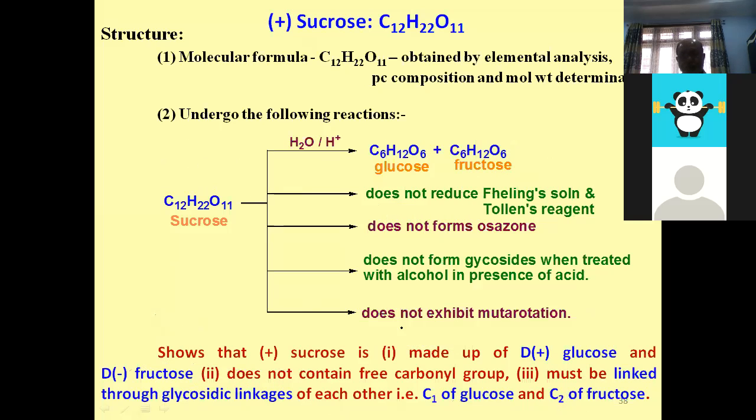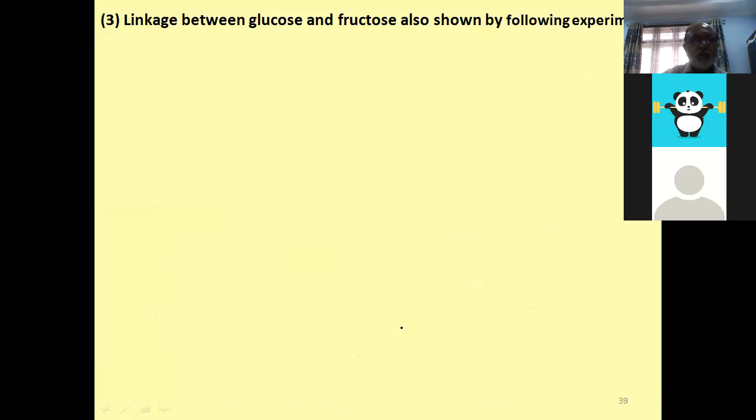Okay. So this is comparatively simple. So C1 of glucose is linked to C2 of fructose, but that is information we are getting indirectly, and we have to prove it also. How do we prove? The linkage between glucose and fructose is also shown by the following experiment.